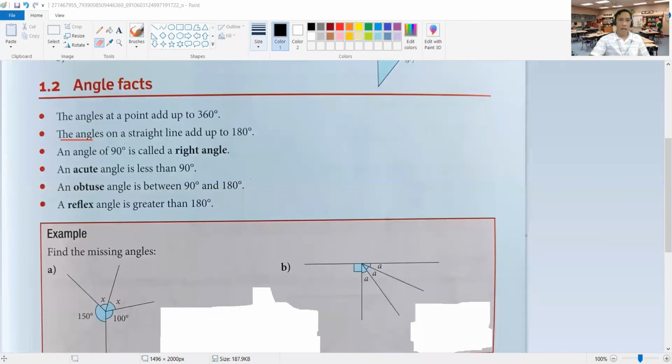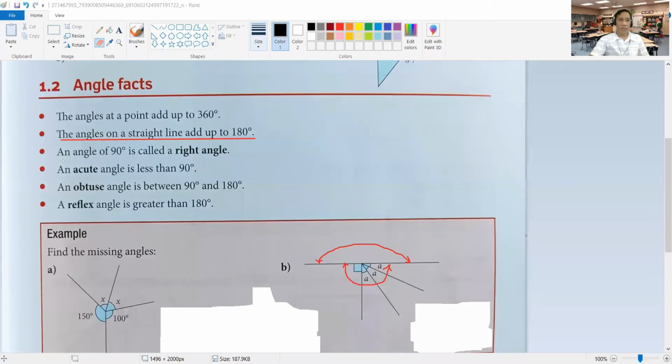Second one is the angles on a straight line add up to 180 degrees. As you can see here, problem letter B, from this angle up to this angle, or this angle up to this angle, that is equal to 180 degrees, right? That means that's called a straight line. So a straight line has 180 degrees.